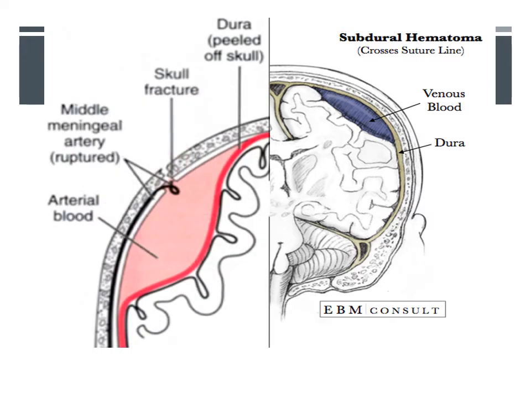This is the shape of extradural hematoma, lens shape or biconvex shape, between the skull and the dura, occurs due to fissure fracture like this or another type of fracture, making rupture in the middle meningeal artery mainly.